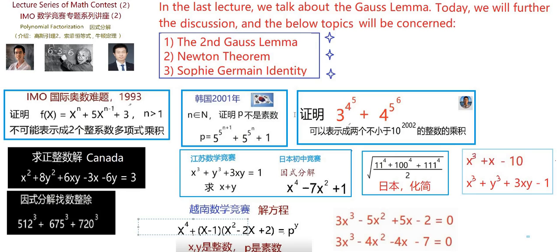Polynomial factorization is a very important method. It is widely used in many math contexts. It appears simple, but there is something difficult inside. In the last lecture, we solved some of these problems. Today, we will use the three new methods and solve some other problems. Most of them are IMO problems.